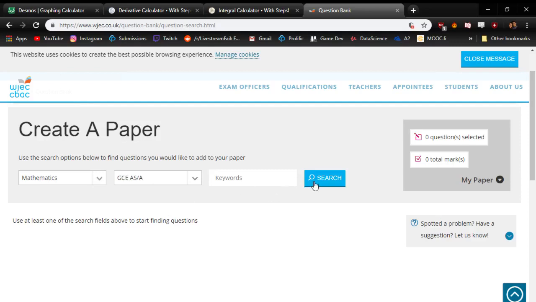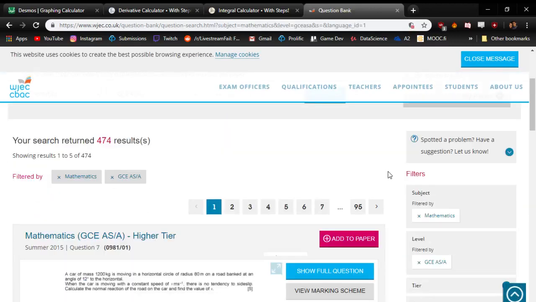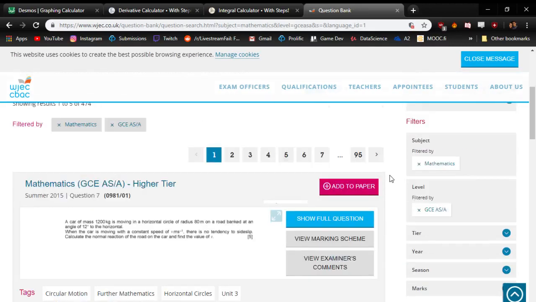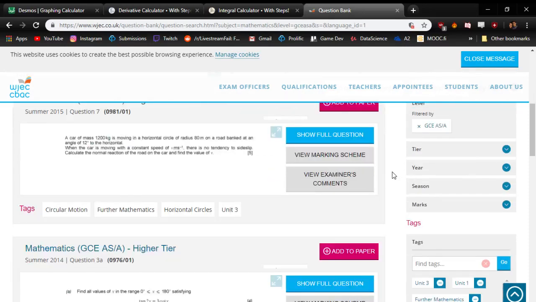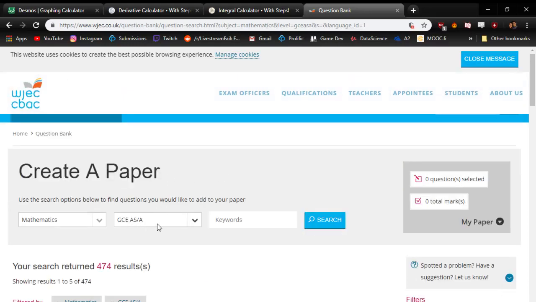I don't know if other exam boards have question banks, I'm not sure. But if they do, have a look if your exam board has one first. But if not, use this one or use any other ones really, because this one is actually quite good. Some of them have a few mistakes you'll come across, but you can work around them, I guess. So basically, there's like 474 questions, and this is just A-level maths.